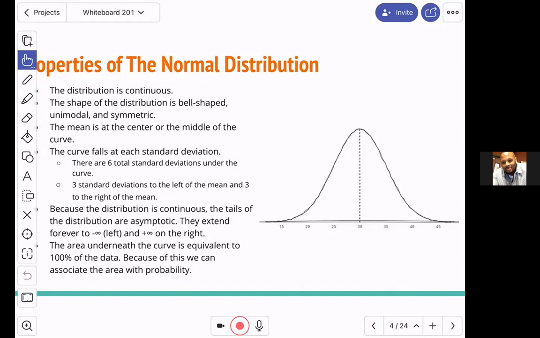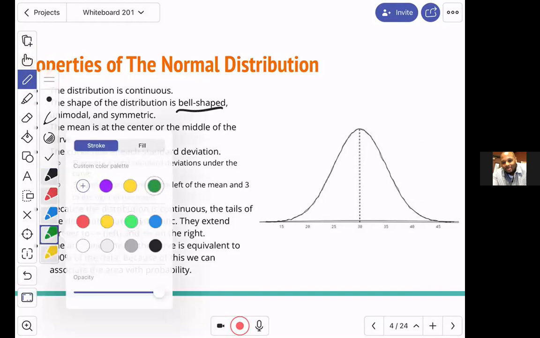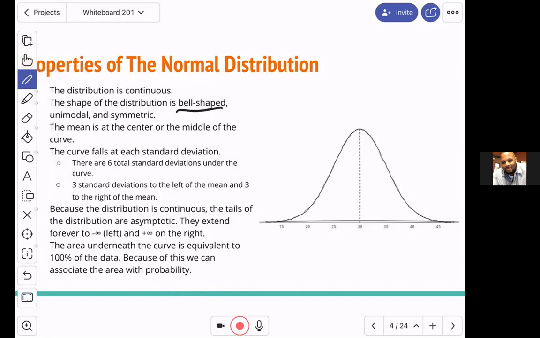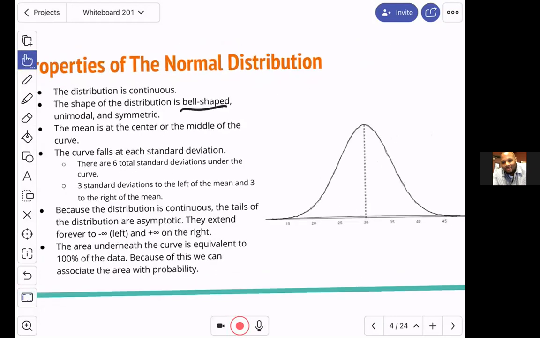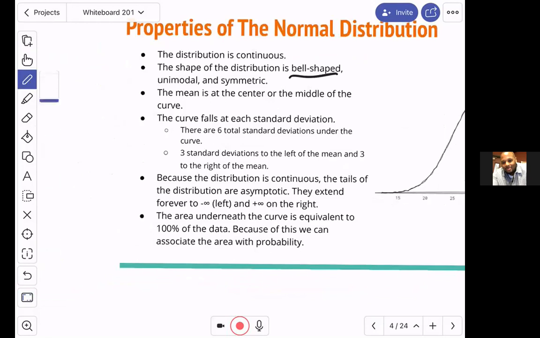The distribution is continuous. That's the first thing. So we use this for continuous data. And the shape of the distribution is bell-shaped, unimodal, and symmetric. Let's talk about what all that means. In particular, bell shape, you know what bell shape means. That's just looking at a bell curve or looking at a bell. But the other thing we talk about is unimodal. The word unimodal in terms of statistics just means that you have one peak. You have one peak.